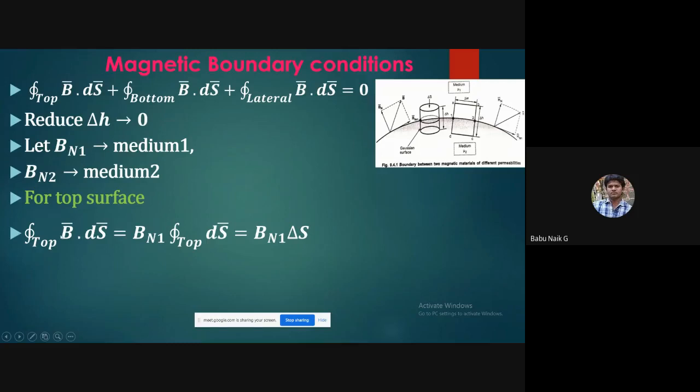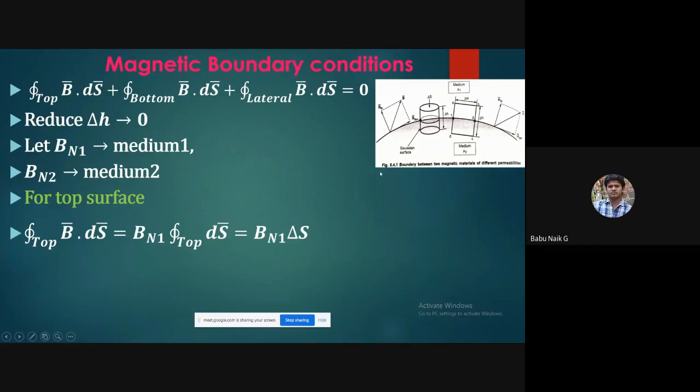Okay, so that V bar I have written as Bn1, which is constant here, a constant boundary condition throughout. So I have taken that constant outside, that is Bn1. Now the remaining closed top integral of ds is nothing but the closed cylindrical surface area, which we assumed as delta S. Now this is on top.